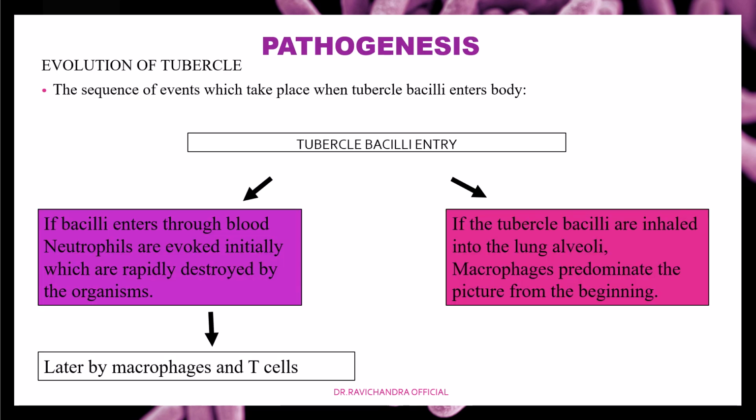Evolution of tuberculosis: the sequence of events which takes place when the tubercle bacillus enters the body. When the bacillus enters the body, neutrophils are evoked initially, which are rapidly destroyed by the organism. Then they are attacked by macrophages and T cells. If the tubercle bacilli are inhaled into the lung alveoli, macrophages predominate the picture from the beginning. They are called alveolar macrophages.